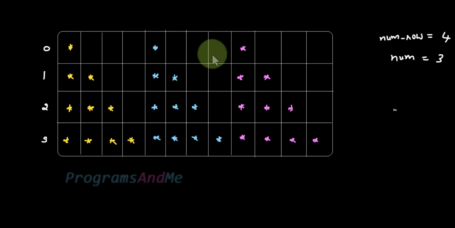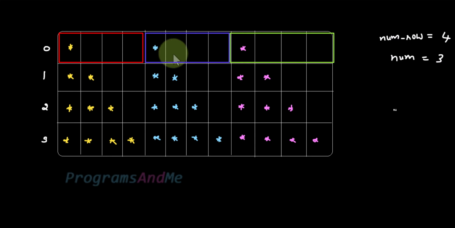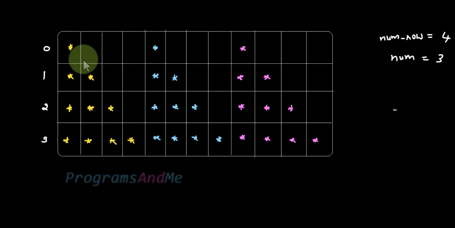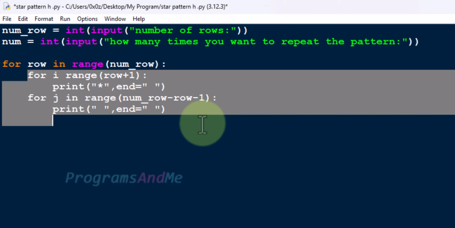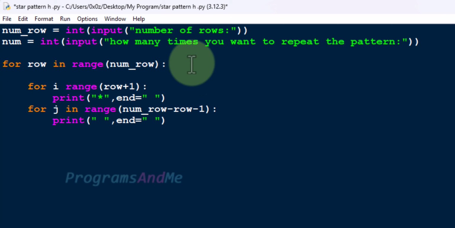Next we need to repeat the same. We need to print star, then 3 spaces, star and 3 spaces. How many times do I want to print this star and space? Here 3. What is 3? That is the num value, which represents how many times we want to repeat the pattern. That means we want to execute this piece of code num times. So we need to include this piece of code inside a for loop. Here I need to mention how many times you want to repeat, num times.